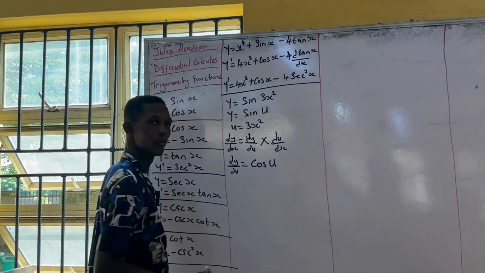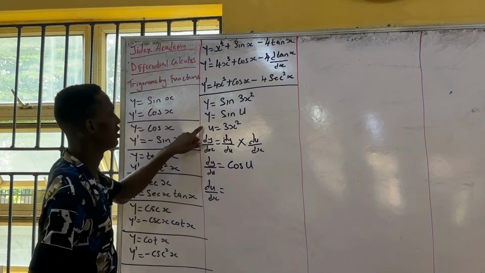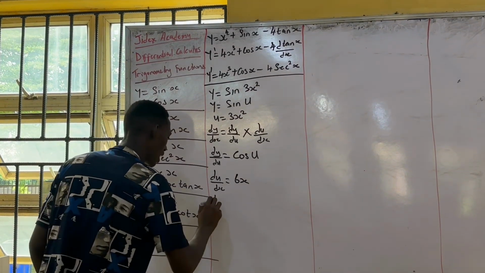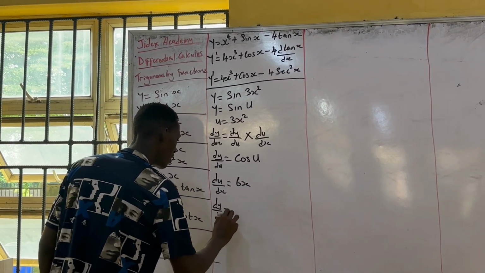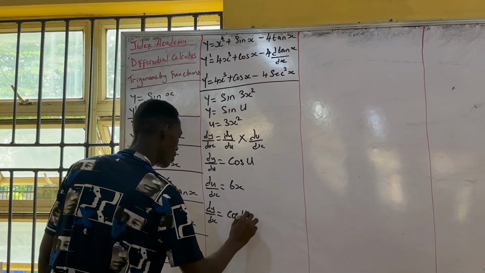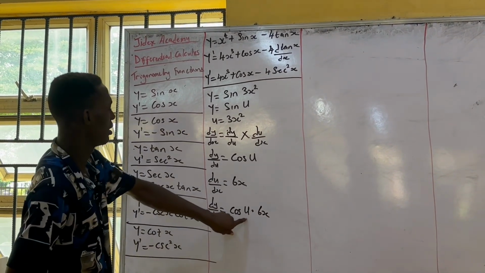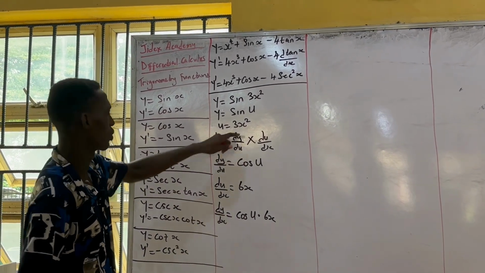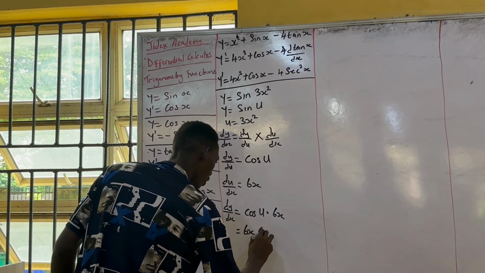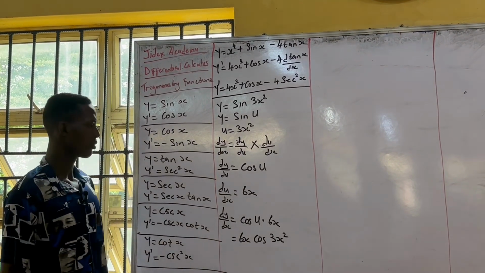Our dy over du, the derivative of sine u, will give us cos u. Now, you have to look for the du over dx. That is the derivative of this, which will give us 6x. Therefore, our dy over dx is equal to dy over du, which is cos u, times du over dx, which is 6x. And note that our u is equal to 3x squared initially. Therefore, our dy over dx is equal to 6x cos 3x squared. Now, that's that about that.